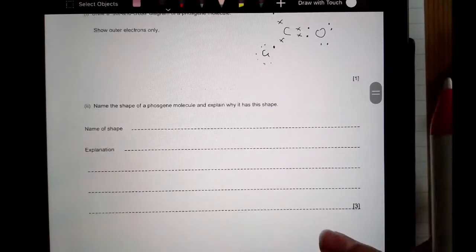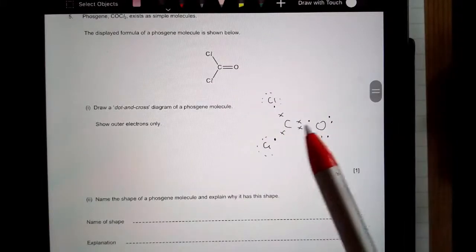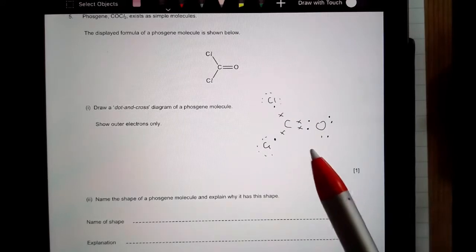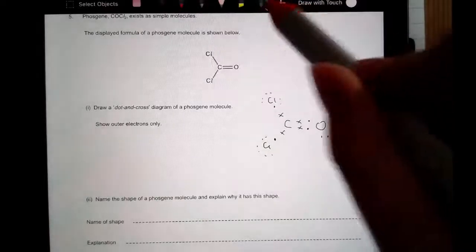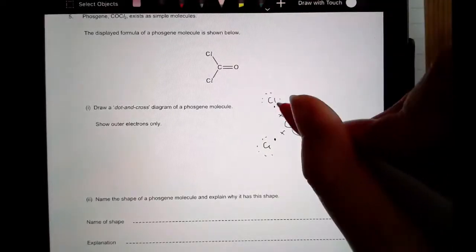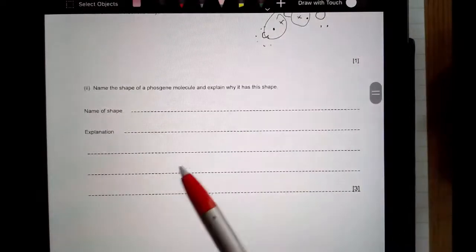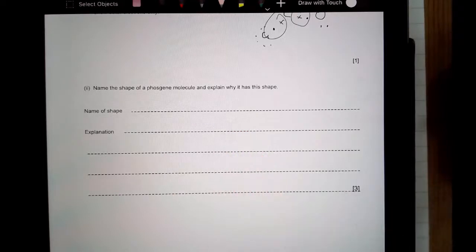The next asks for the shape of the molecule, and to explain why it's got the shape. So I'm looking at the central atom, which is carbon, and there's 1, 2, 3 regions of bonding, 3 bonding regions around carbon. Again, that double bond just counts as 1 bonding region. That makes it trigonal planar, and your explanation will be 3 bonding regions, electron pairs repel.